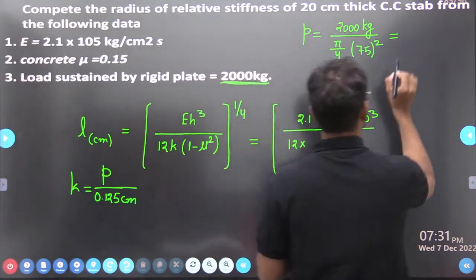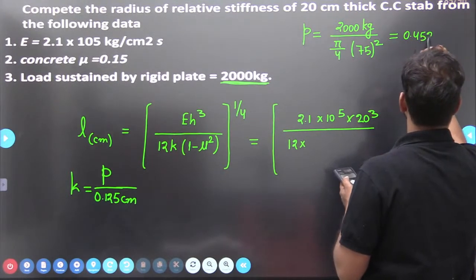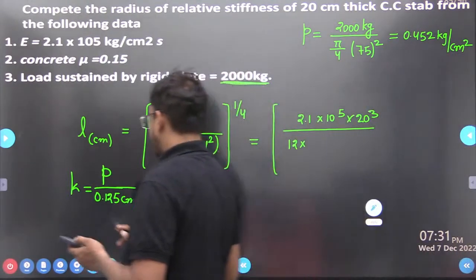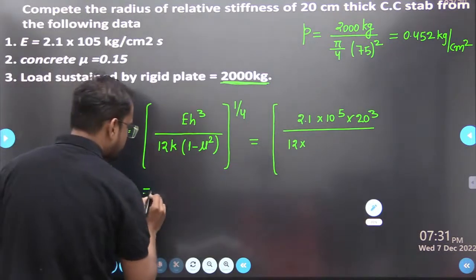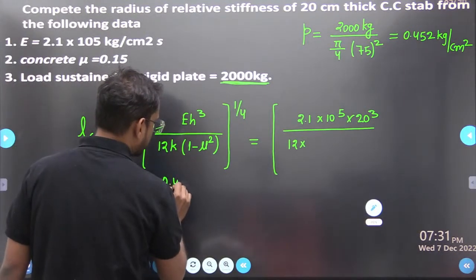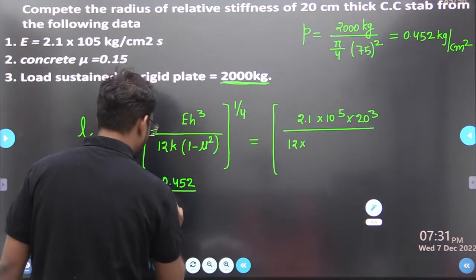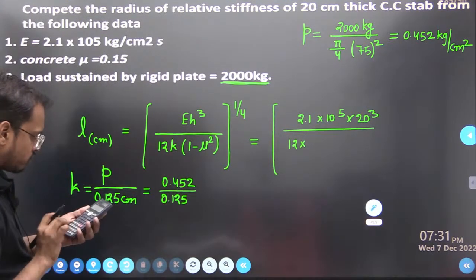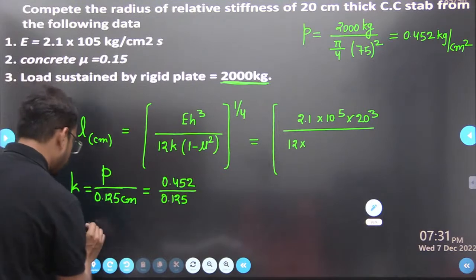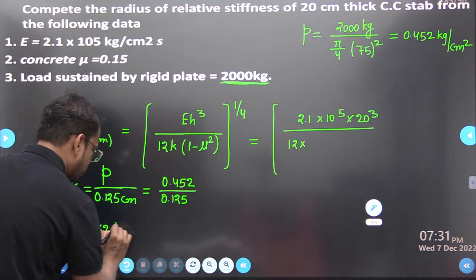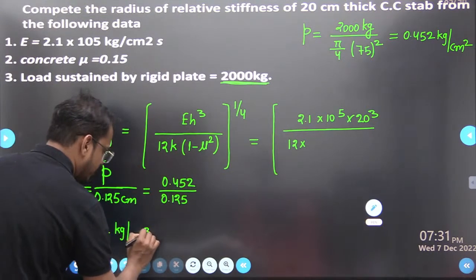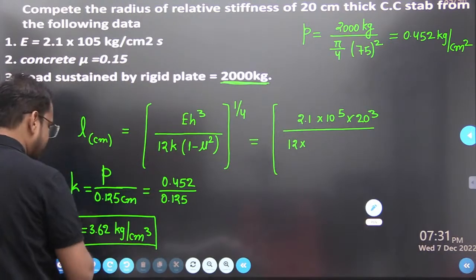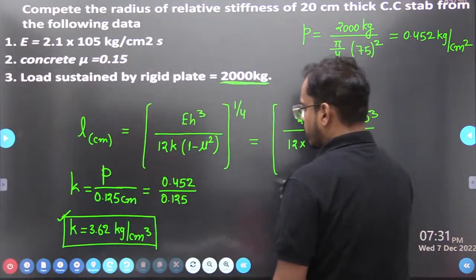So the value is 0.452 kilogram per centimeter square. Now to calculate modulus of subgrade reaction, you put the value of p here. So 0.452 dividing by 0.125. So K is equal to 3.62 kilogram per centimeter cube. It is the value of small k, the modulus of subgrade reaction.